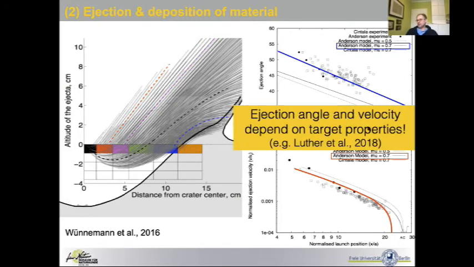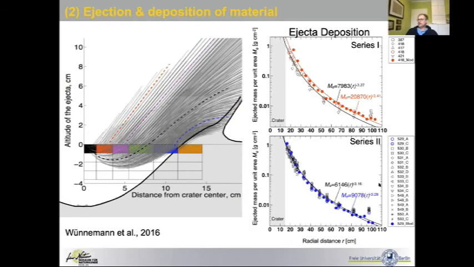All these ejection angle and velocity, the angle is roughly about 45 degrees, but these parameters in principle strongly depend on target properties like porosity, strength, density, and so on and so forth. There are also scaling laws that allow us to estimate the angle and velocity as a function of distance. And then you can use these results to work out the thickness of the ejecta layer.